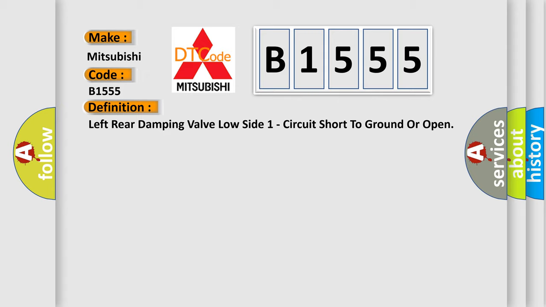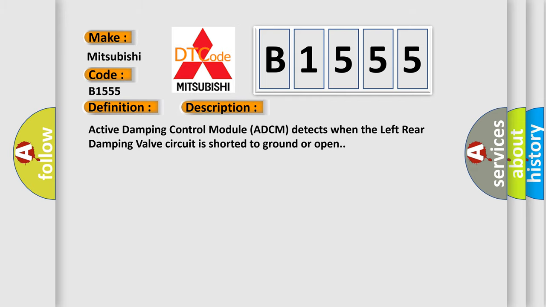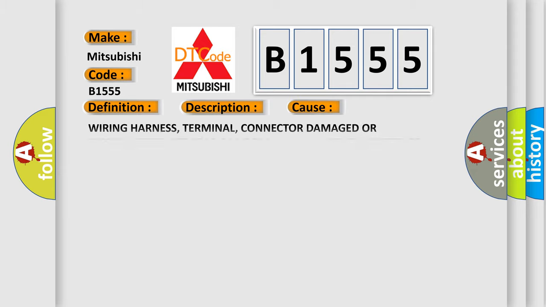The basic definition is: left rear damping valve low, side 1 circuit short to ground or open. And now this is a short description of this DTC code. The active damping control module ADCM detects when the left rear damping valve circuit is shorted to ground or open.